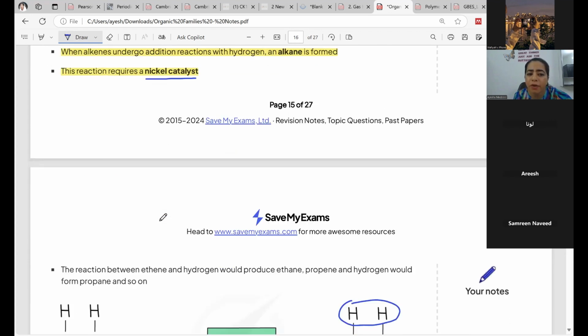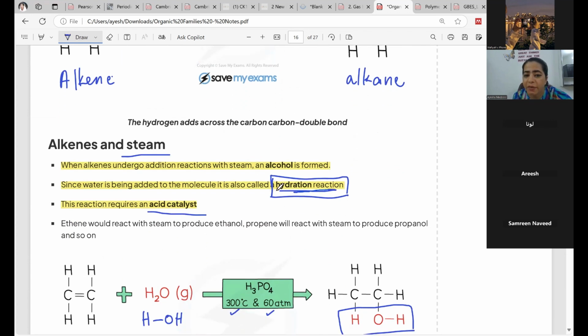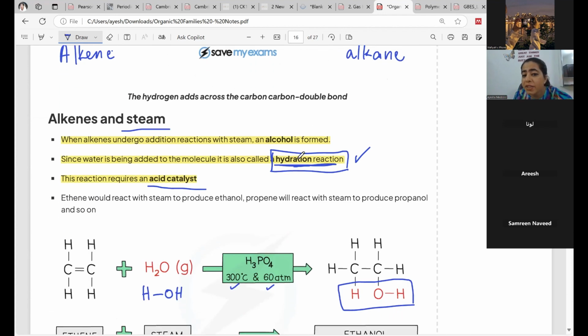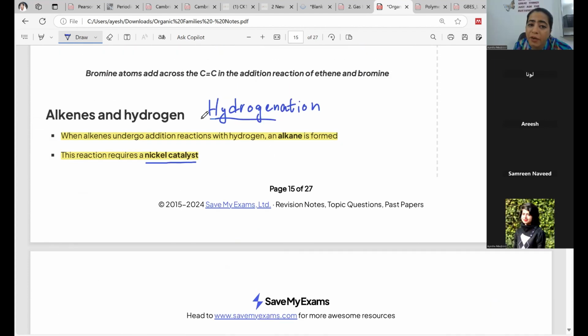Steam is basically water. For water, we use the word hydro, so that should be hydration. Yes, it's hydration. It's written here. It's a hydration reaction. We can add chlorine and other things as well. If we add chlorine, it will be chlorination. Bromine, it will be bromination. Hydrogen, it is hydrogenation. Water or steam is hydration. So very important thing in the exam: hydration means water addition, and hydrogenation means hydrogen addition. So the words are a little different from each other.